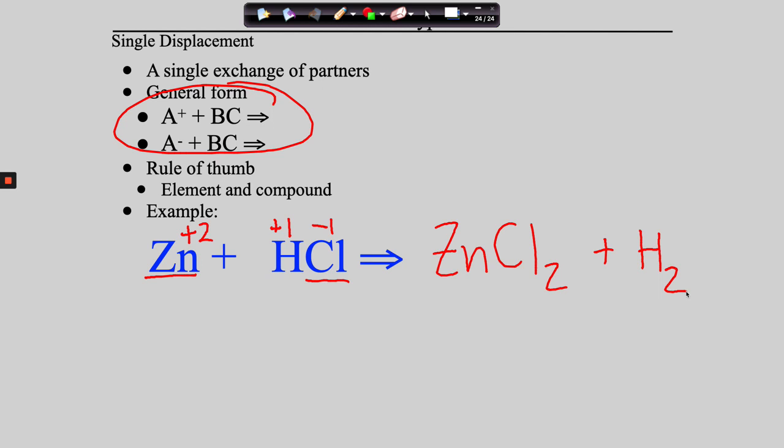Let me finish. So now, guys, we've written the formulas, but now we need to balance it. We've got 1 zinc, so we're good. We've got 1 hydrogen and 2 hydrogens, so we need a 2. And then we've got 2 chlorines and 2 chlorines, and that balances. So, guys, questions about single displacement reactions?